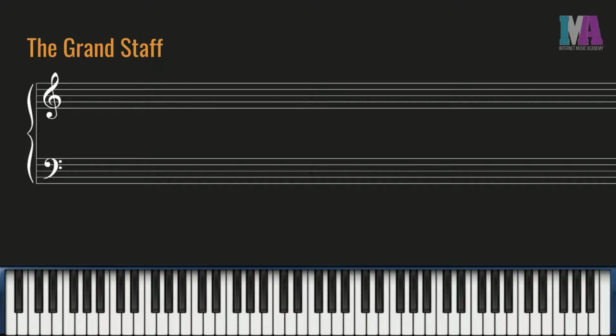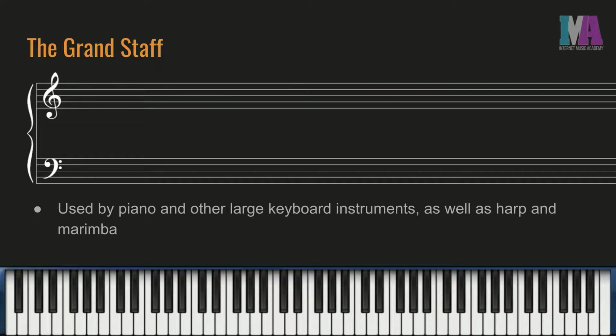The reason the piano and other large keyboard instruments use both staves simultaneously is because the instrument encompasses such a large range, and because so many notes can be produced at the same time that it would get quite crowded and difficult to read on just one single staff.